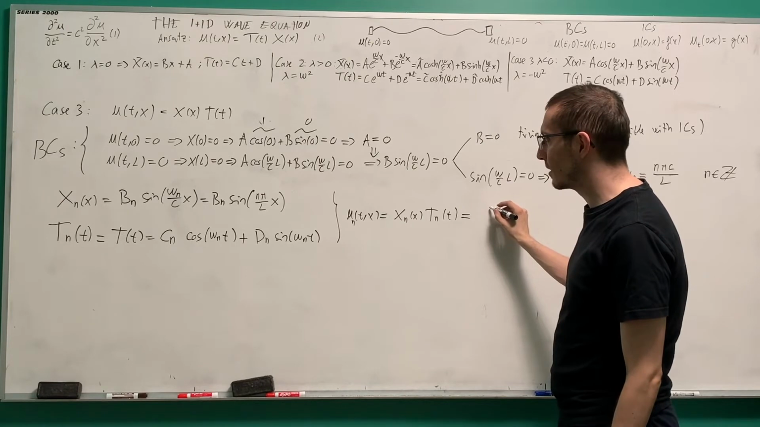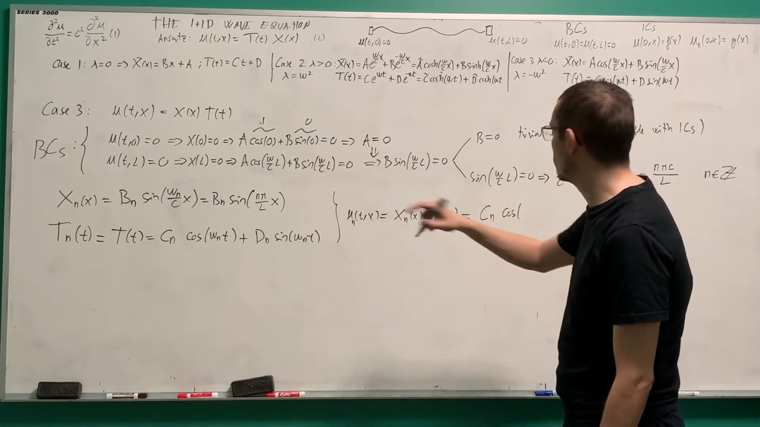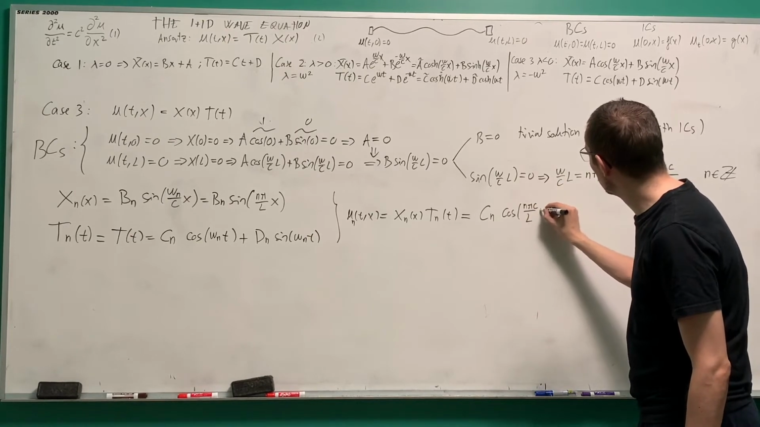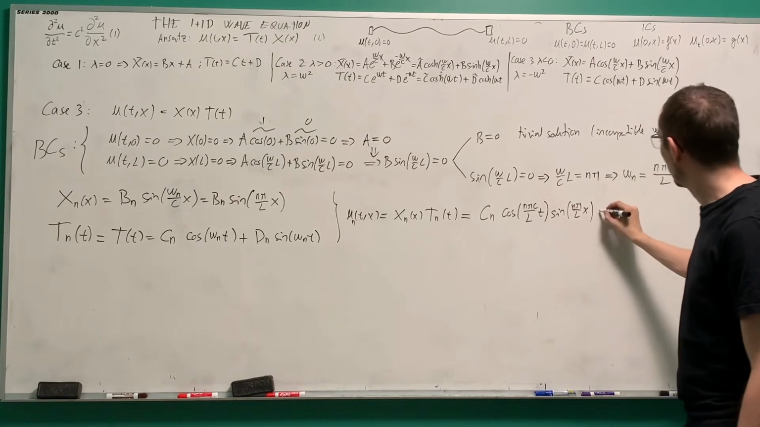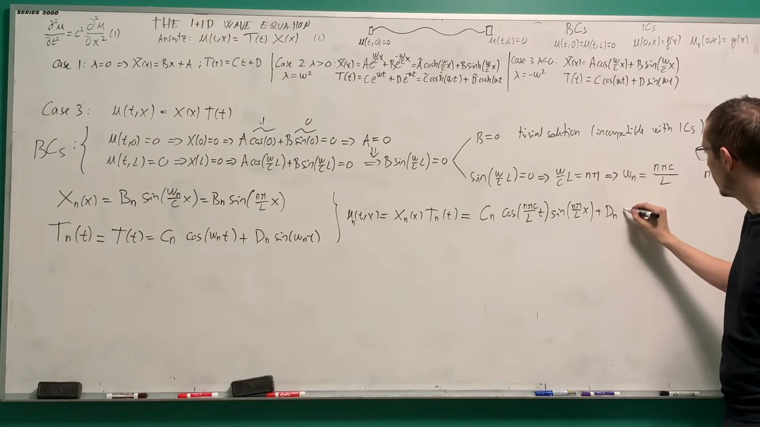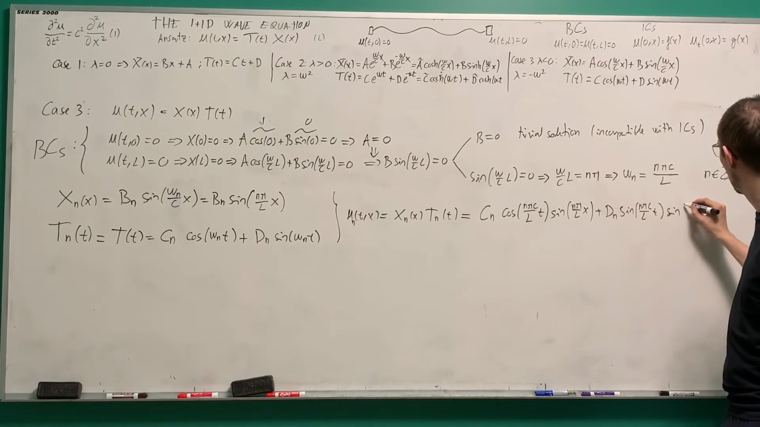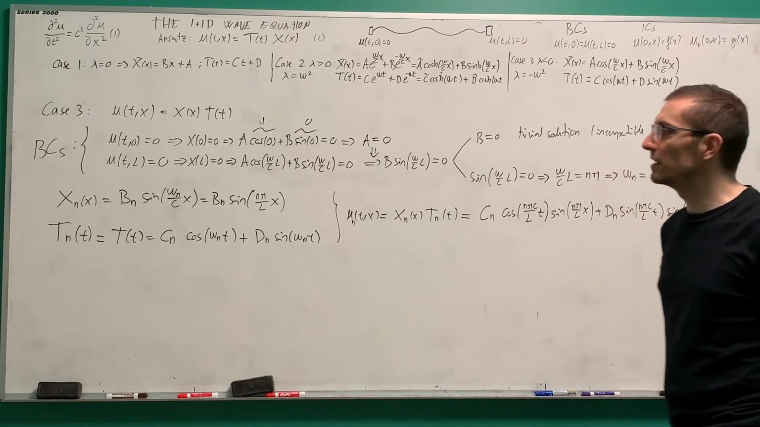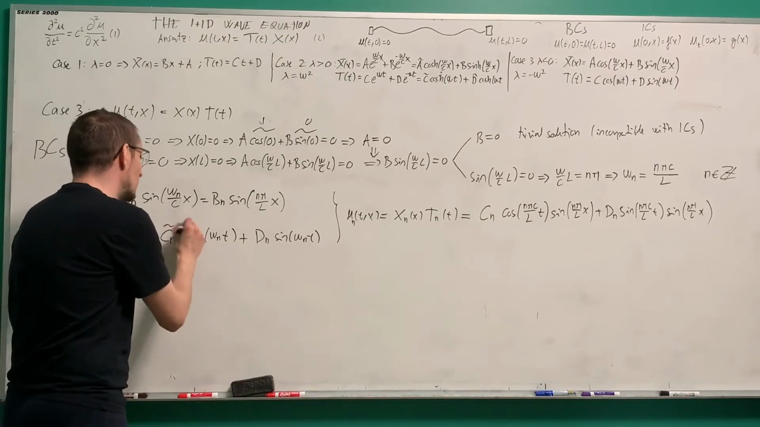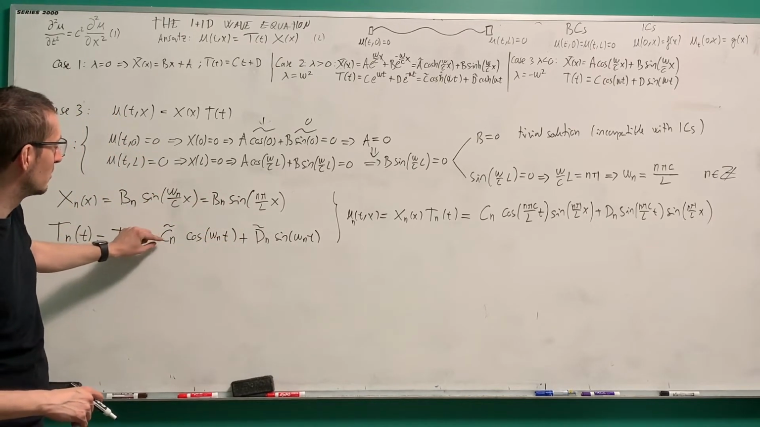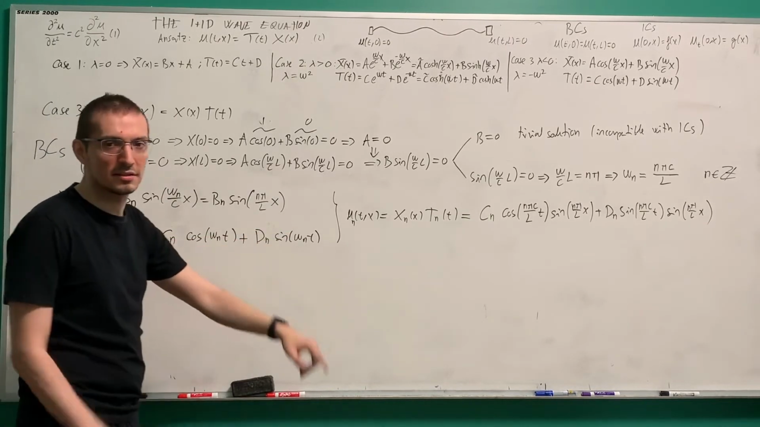That should be, let's write like that, cn cosine of omega n. Let's substitute the omega n: n pi c over l t, times the sine of n pi over l x, plus dn sine of n pi c over l t times the sine of n pi over l x. And what did I do? Well, I multiplied these two, and the bn I reabsorbed into the definition of cn and dn. Or if you want to define new constants with tildes, cn tilde is the product bn times cn. That's nothing, it's an arbitrary constant, so just reabsorbed into these two arbitrary constants.